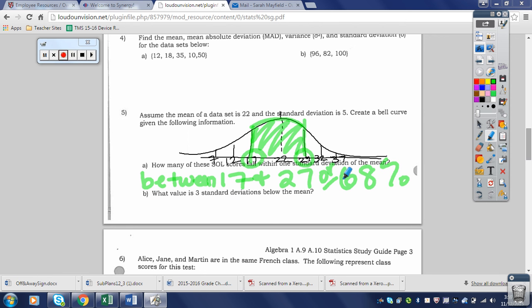Letter B. What value is 3 standard deviations below the mean? So here's my mean. 1, 2, 3. That's 7. Hopefully everybody is okay with that one.